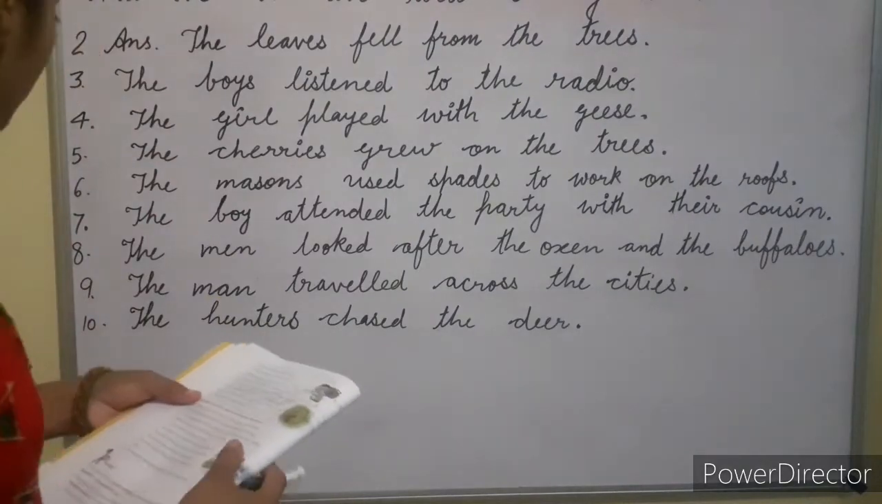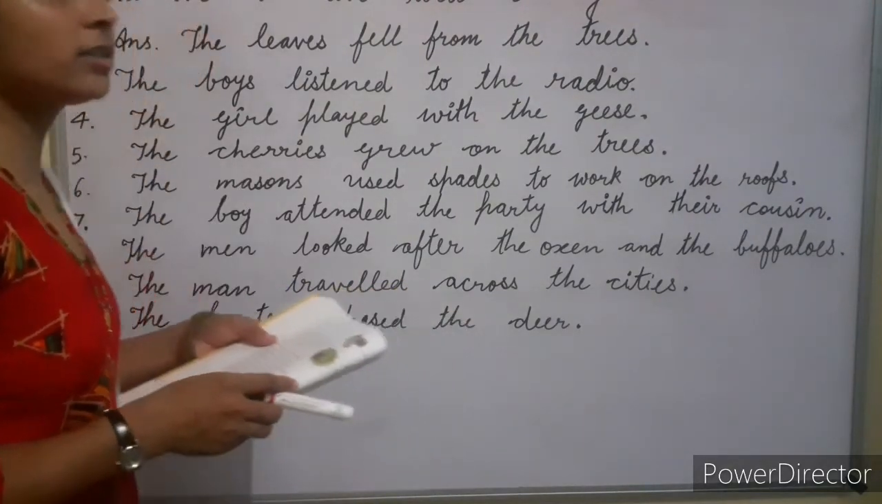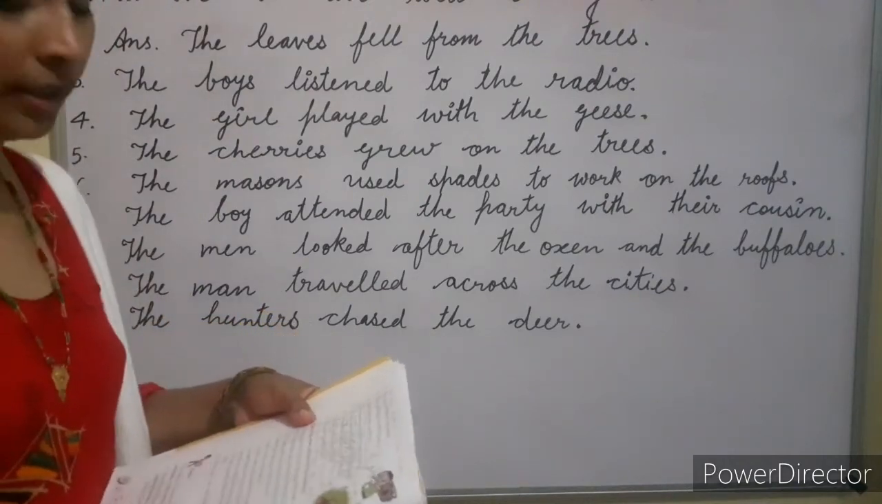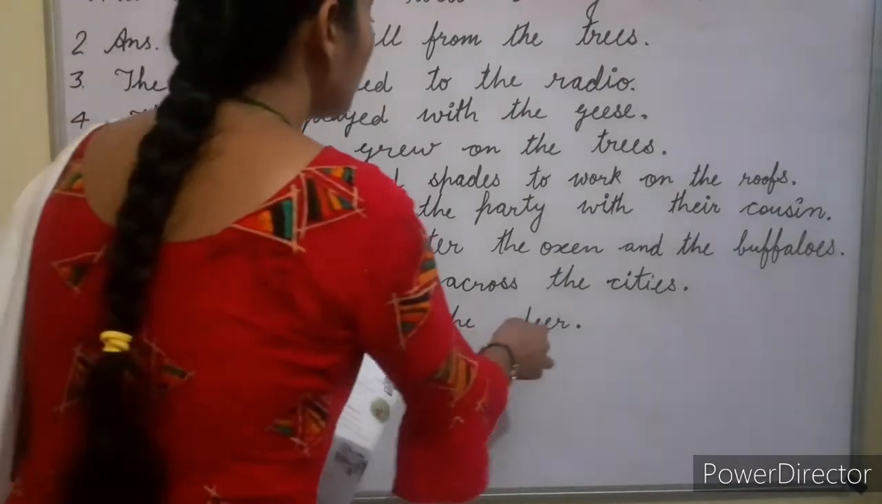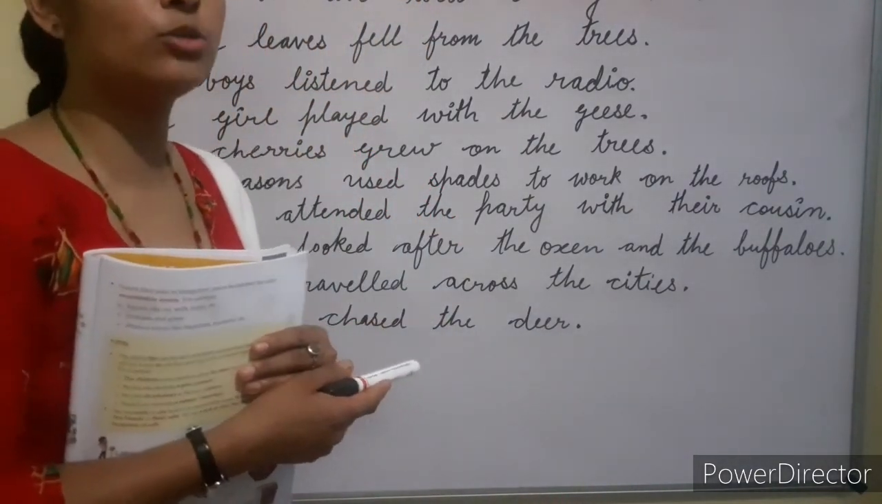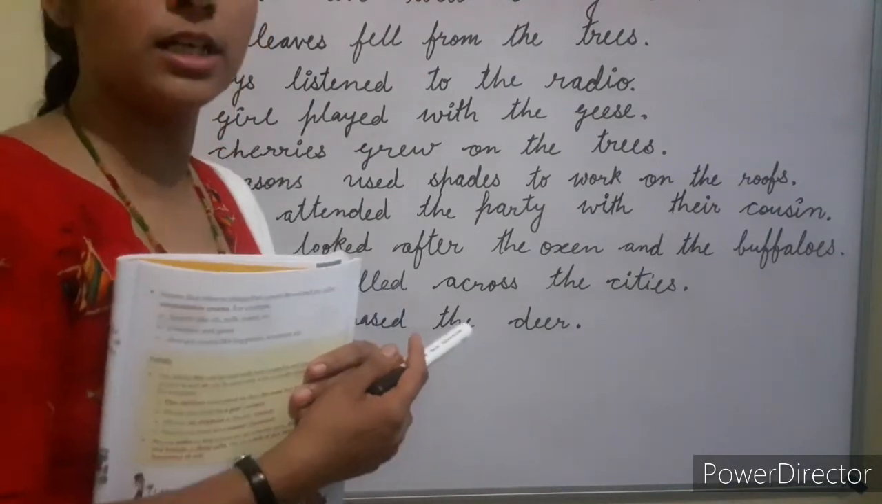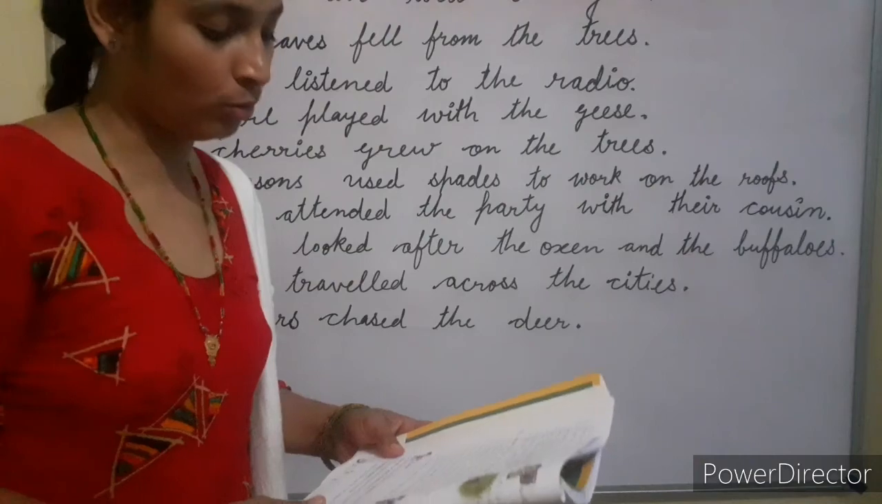Next, sentence number 10 is: the hunter chased the deer. Chased means होता है फटकारना, डांटना. So here the hunters chased the deer. Deer का singular plural same ही रहता है. I already told you some words we are not changing, like deer, furniture. So students, that exercise you will solve in your notebook. Thank you.